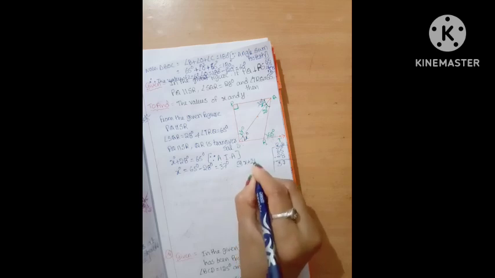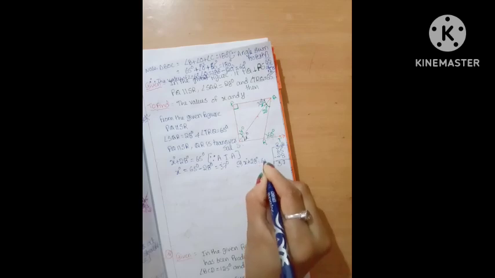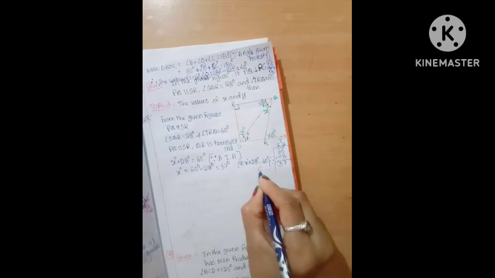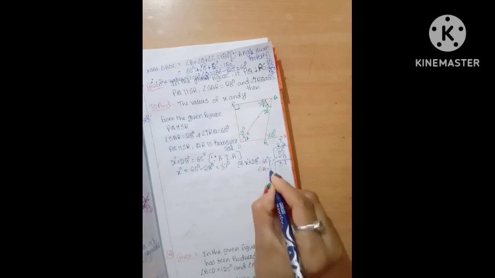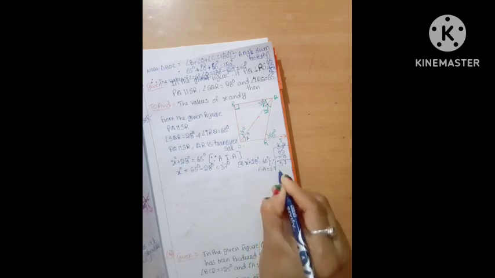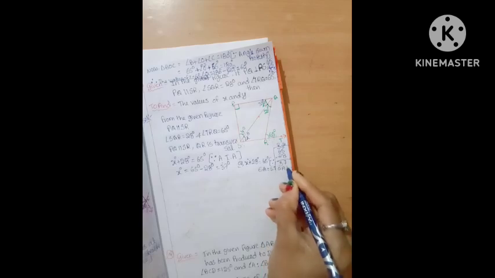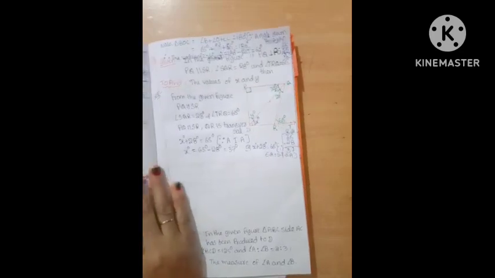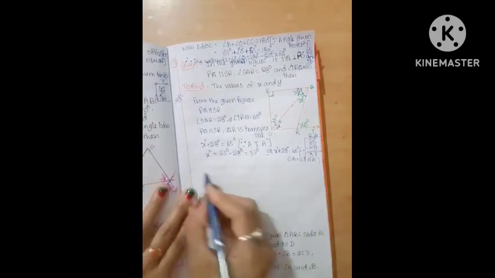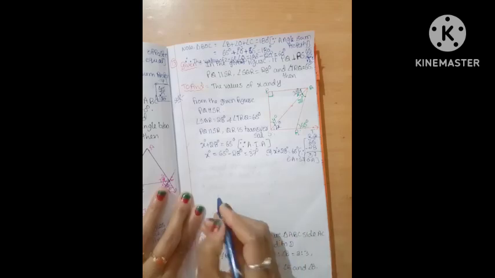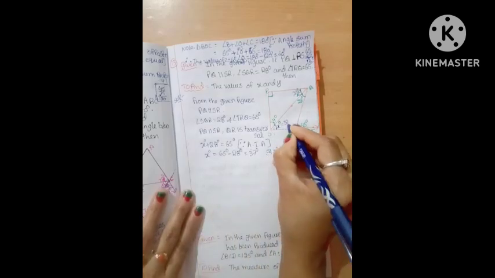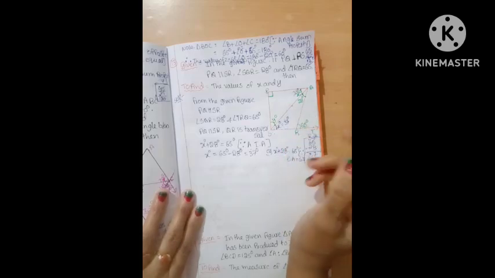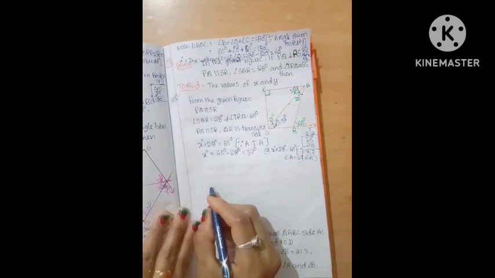X plus 28 degrees is equal to 65 degrees. What property are you using? Exterior angle is equal to the sum of the interior opposite angles. Okay, this is also the same. Yeah, x degrees, it's over, and this is also the same. Why? These two are alternate interior angles, so they are equal. Okay, are you clear?